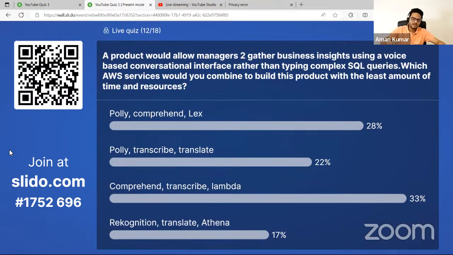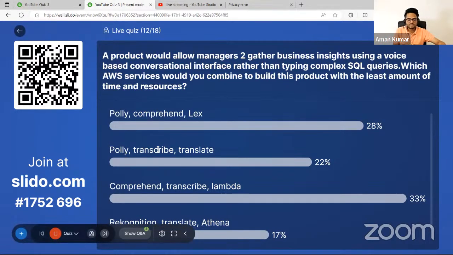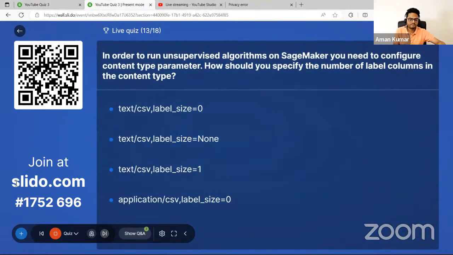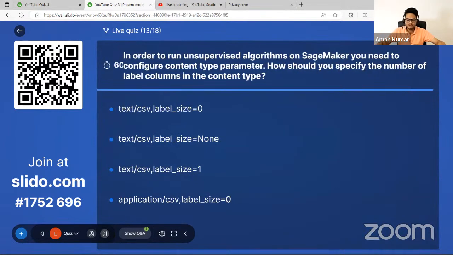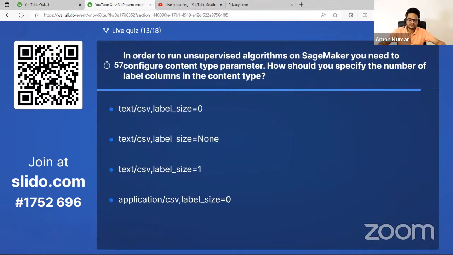Okay, and option 4 is Rekognition, Translate, and Athena. Here also there is no mention of talking. So whenever there is a mention of talking or a speech-based, conversation-based system, then Polly will come into the picture. So out of A and B, as I told you, A is the right answer because we do not need Translate here. Okay, so A is the right answer. If you have ever used Amazon SageMaker, then you will be able to answer this.